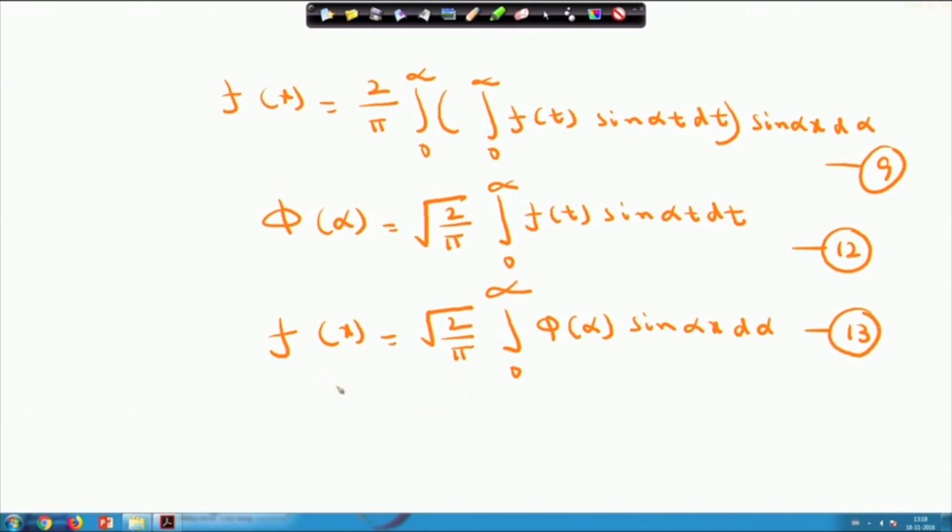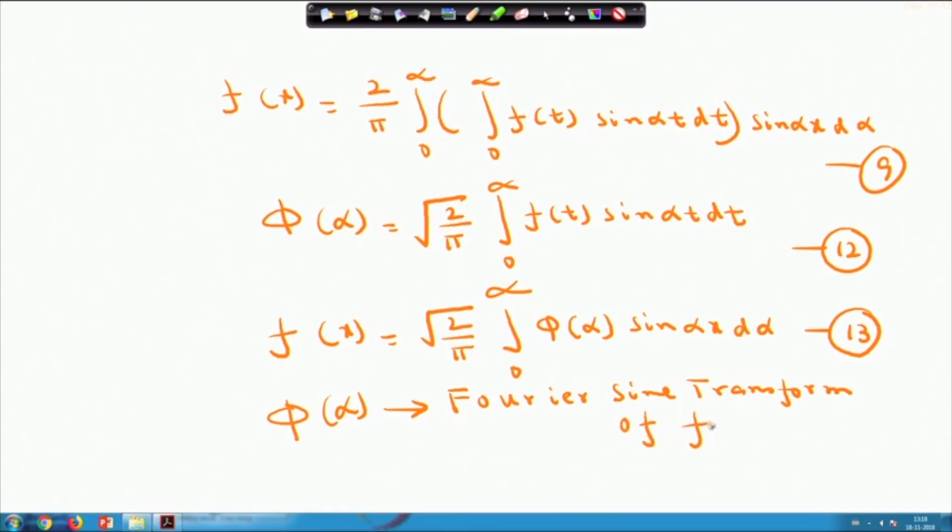Therefore, this phi of alpha is known as the Fourier sine transform of the function f(x). I hope it is clear now that if a function f(x) is there, then its Fourier sine transform will be phi of alpha, which is nothing but root over 2 by pi, integral from 0 to infinity of f(t) sin(alpha t) dt.